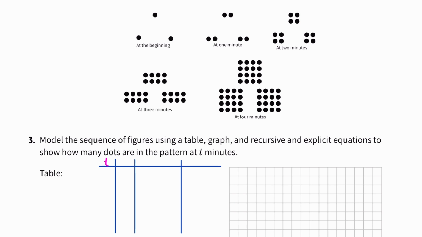Model the sequence of figures using a table, graph, and recursive and explicit equations to show how many dots are in the pattern at t minutes. Alright, so I've made a table, and the column on the left is t, which is the time interval.